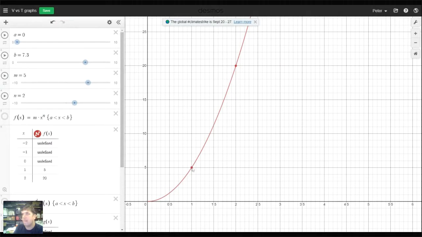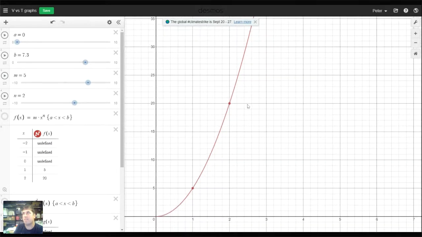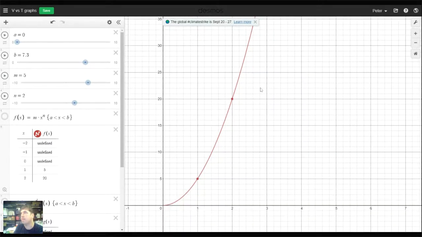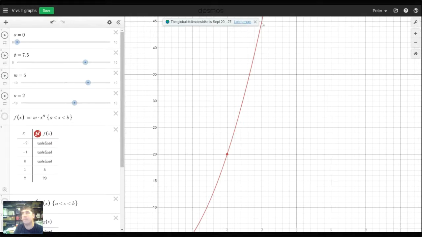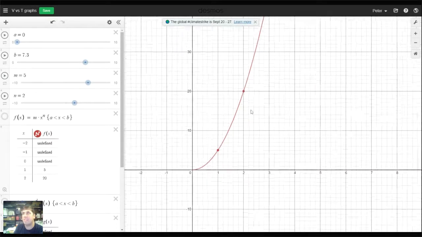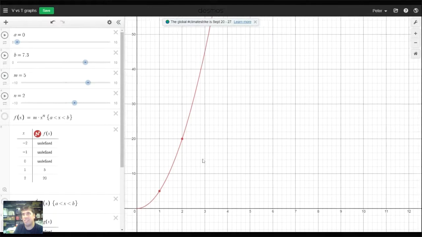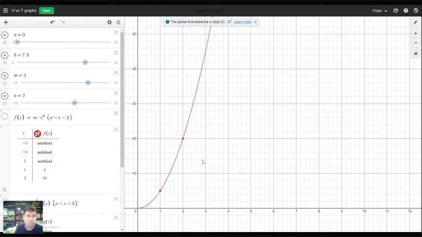In the first second, I go 5 meters. In the second, I go 20 meters. In the third second, I'm up to, oh, wow, big number. We're up to 45 in there. That is not a nice constant pattern. And that tells me that my velocity graph cannot be a nice constant value. It's got to be changing.